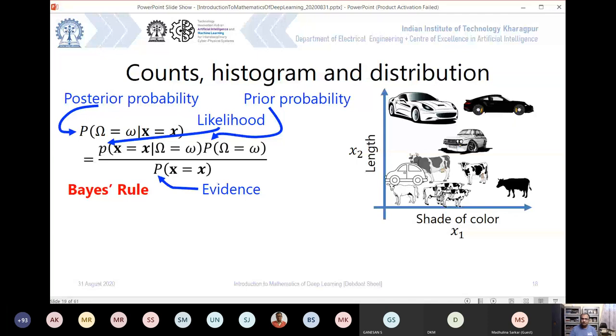So let me ask you this question. How do you think we can get our likelihood from here? I just give you this data set. How do you get your likelihood from here? You can write on the chat. I got a dot. Yeah, from this plot, how do you think you can get it?